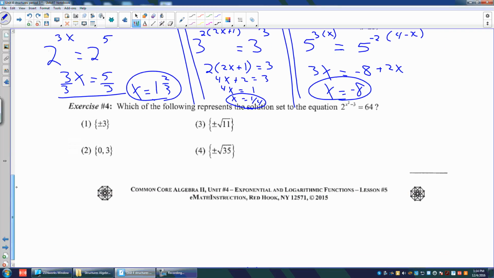Which of the following represents the solution set to the equation? 2 raised to the x squared minus 3 equals 64. Okay, since this is already a prime number, hopefully 2 times 2 is 4, times 2 is 8, times 2 is 16, times 2 is 32, times 2 is 64. 1, 2, 3, 4, 5, 6. So this is 2 to the 6th. So I now know that take the log base 10 of 2 on both sides, and I get x squared minus 3 equals 6.